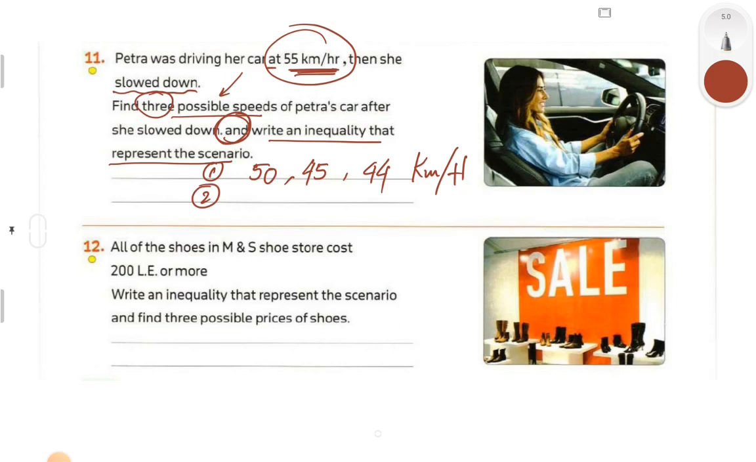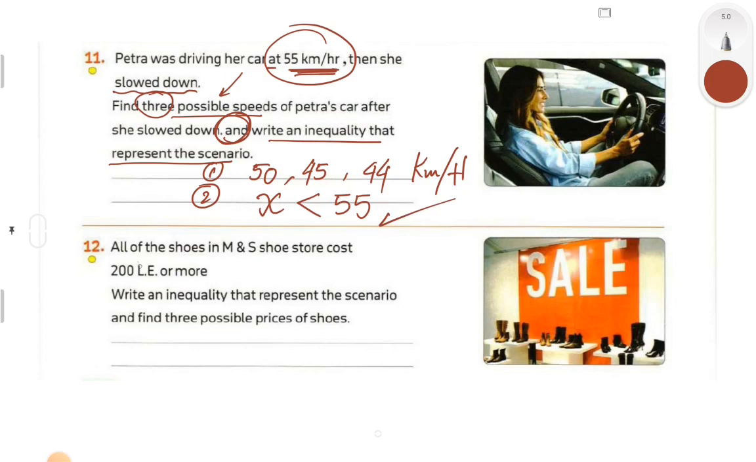Second part, it asked us to write an inequality. So the car speed will be x. Is x greater than 55 or less than 55? She slowed down, so it's less than 55. May I write it as less than or equal, or just less than? She already slowed down, so it's less than 55, not equal to 55, so it's alright.